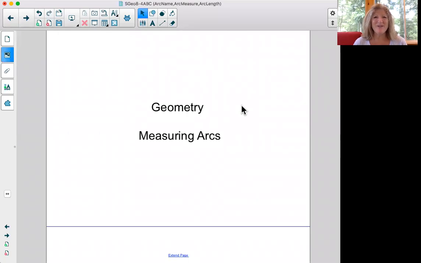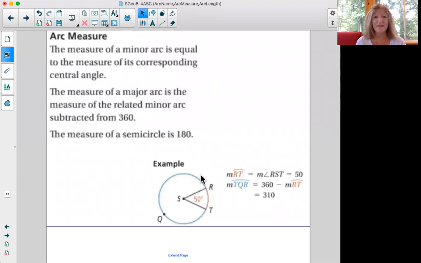Hello, geometry students. Today we're going to talk about the measurement of the arcs of a circle. So how do you find the arc measurement?